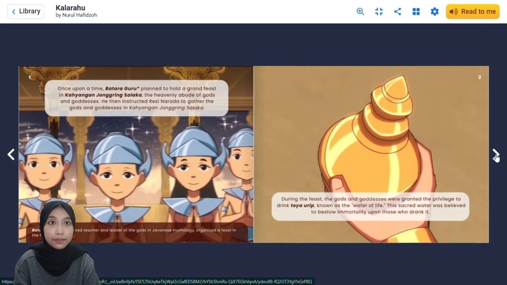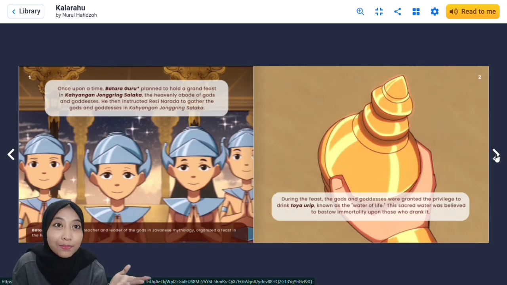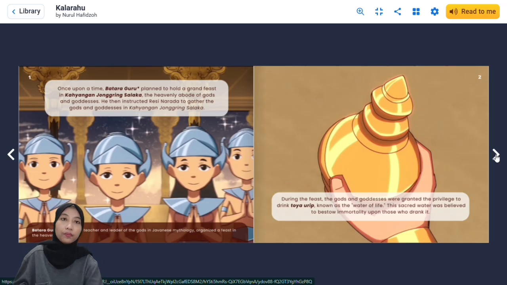Once upon a time, Batara Guru planned to hold a grand feast in Kahyangan Jonggring Salaka, the heavenly abode of gods and goddesses. He then instructed Resi Narada to gather the gods and goddesses in Kahyangan Jonggring Salaka. So here, Batara Guru, the revered teacher and leader of the gods in Javanese mythology, organized a feast in the heavens. So it happens before the current world began, okay?